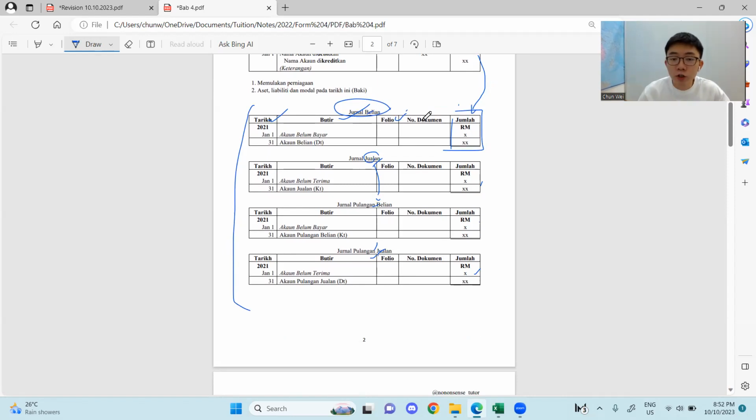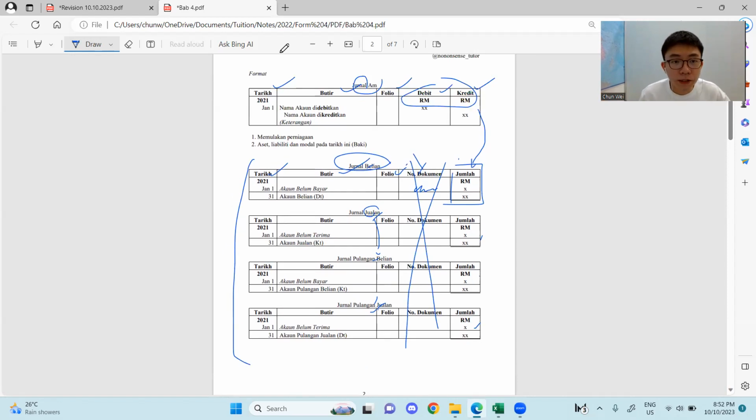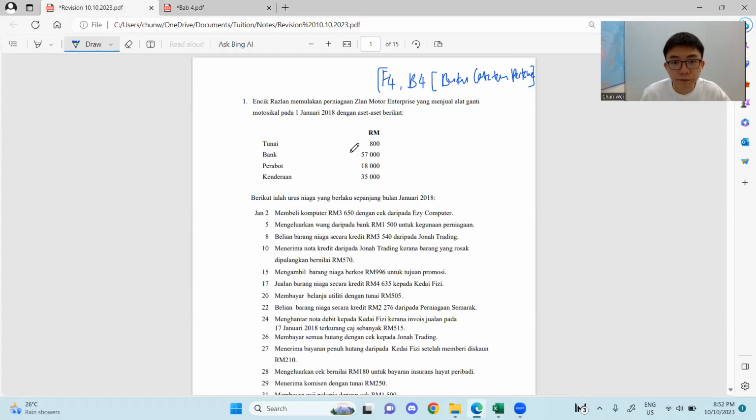All right. And for this number document, usually you don't have to write that. But if the question gives you a number, like a cheque number, then you have to put it in. So you have to open a column for number document and write down the number. But if the question doesn't give you any number, then you can skip this part and just write in jumlah. Okay, with all that being said, let's do the question and see what we get.